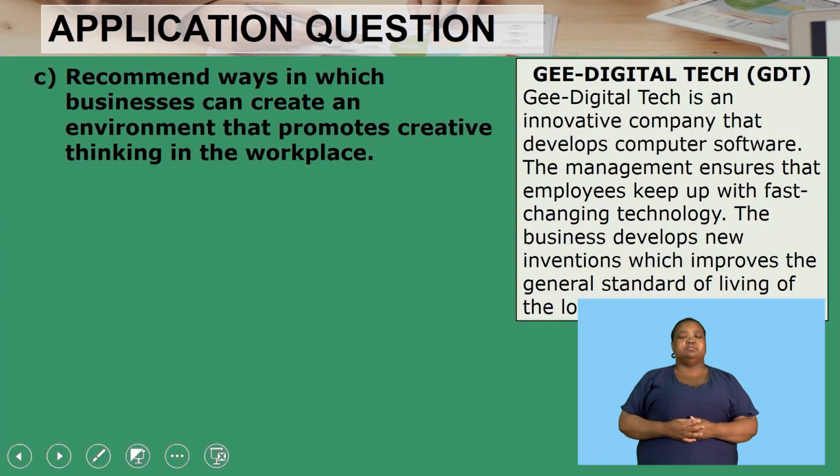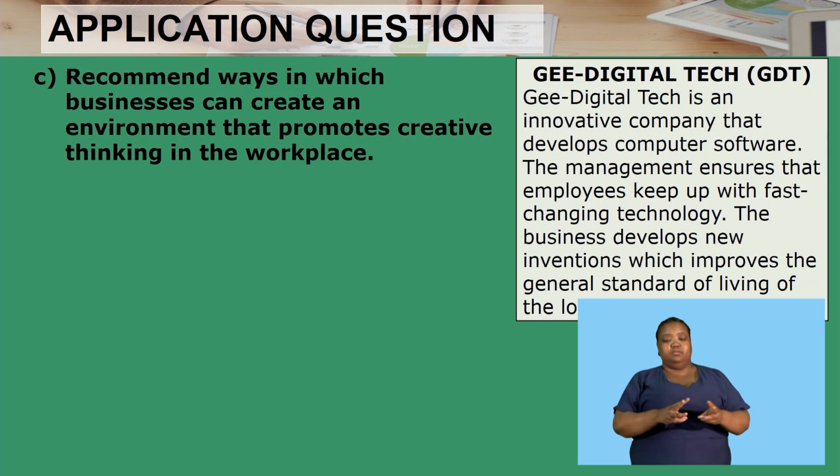Right, I hope we are good. Right, can we move on to the next question? All right, the last part of the question says, recommend ways in which businesses can create an environment that promotes creative thinking in the workplace.